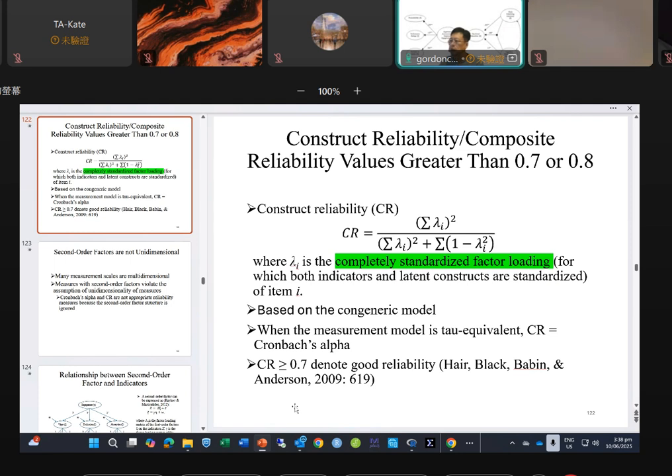Now, do you understand the difference between Cronbach's alpha and construct reliability? Cronbach's alpha assumes the factor loadings to be the same across items. Construct reliability relaxes this assumption. Therefore, we have a different measure of reliability. Both use 0.7 or 0.8. Are you okay?